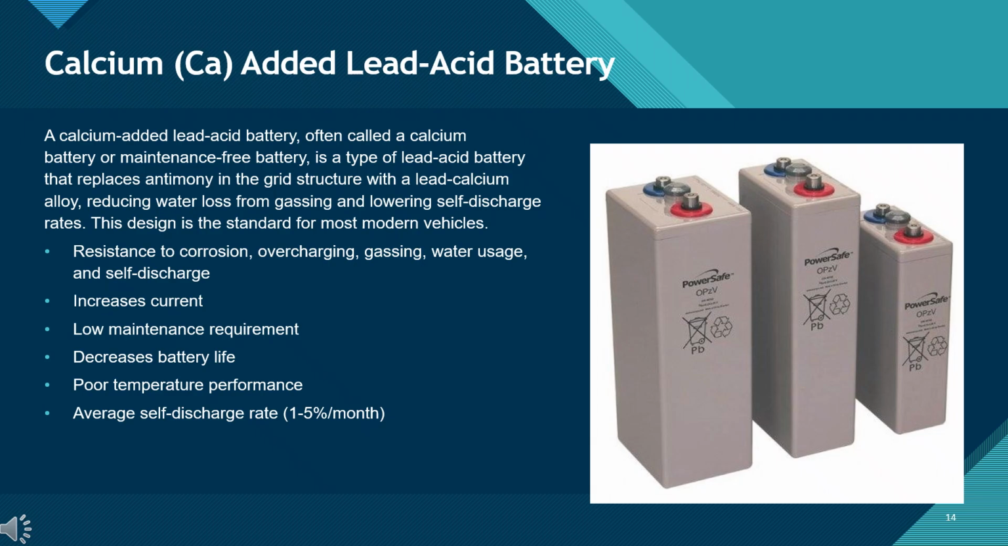Here we see a calcium-added lead-acid battery, often referred to as a calcium or maintenance-free battery. Instead of antimony, these batteries use a lead-calcium alloy in the grid structure. This change reduces water loss from gassing and lowers the self-discharge rate, which is why they've become the standard in most modern vehicles. The benefits include resistance to corrosion, overcharging, and water usage, as well as higher current output and very low maintenance requirements. However, they also come with trade-offs, specifically shorter overall battery life and weaker performance in extreme temperatures. Their self-discharge rate is moderate, around 1 to 5% per month.